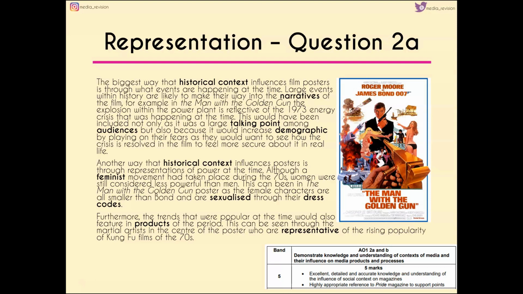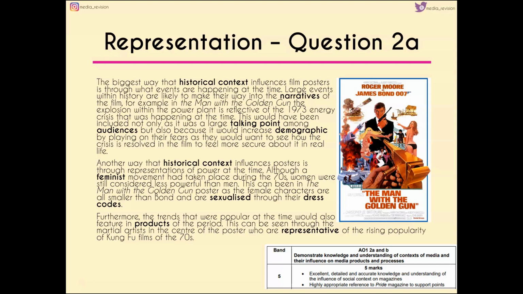Another way that historical context influences posters is through representations of power at the time. Although a feminist movement had taken place during the 70s, women were still considered less powerful than men. This can be seen in The Man with the Golden Gun poster, as the female characters are all smaller than Bond and are sexualised through their dress codes. Furthermore, the trends that were popular at the time would also feature in products of the period. This can be seen through the martial artists in the centre of the poster, who are representative of the rising popularity of kung fu films of the 70s.